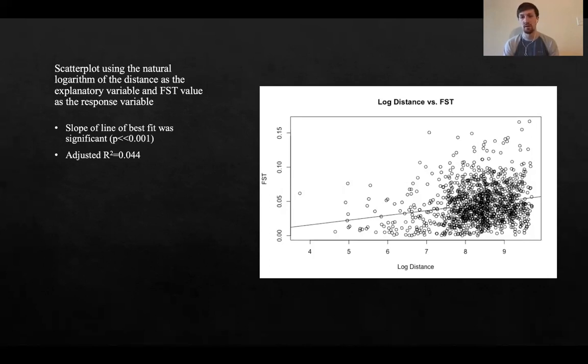This suggests that there's plenty of variation that's not explained by the geographic distance, and that the composition of the landscape is potentially important.